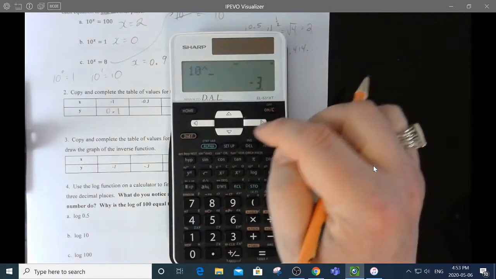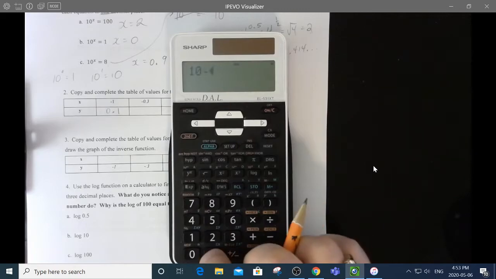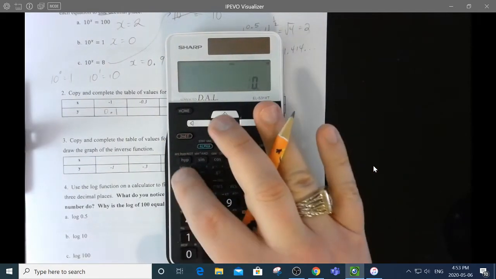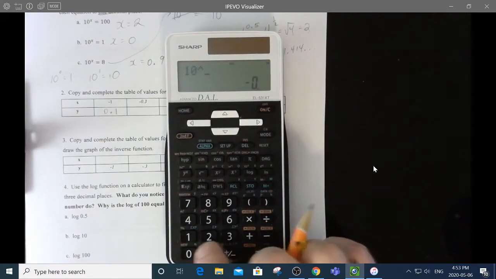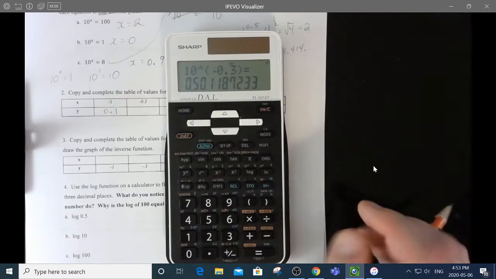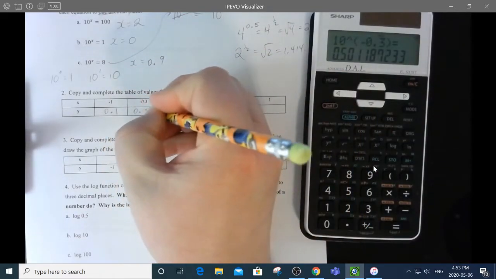And I just did the wrong thing there. I wanted 0.3 negative. Why don't we just start over? 10 to the power of negative 0.3. Well, isn't that interesting? It's about half. So, and we want, I guess we'll just go to one decimal place, so 0.5.